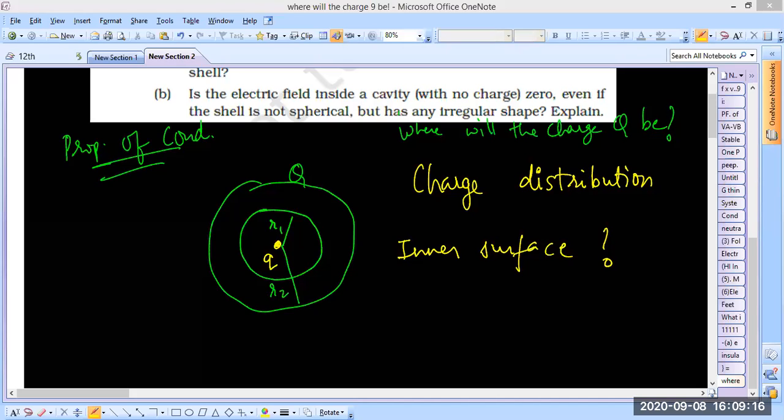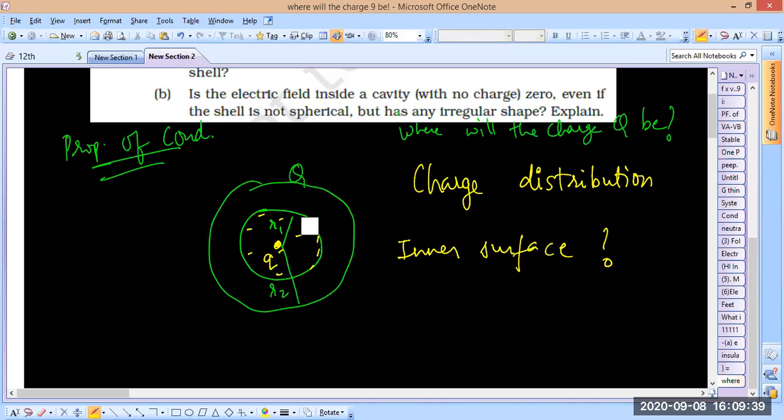Minus q and 0? No. If you put this charge q here, then on this inner surface there will be a negative charge attracted, right? Opposite of q. So on this inner surface there will be a charge minus q. All right. Okay.